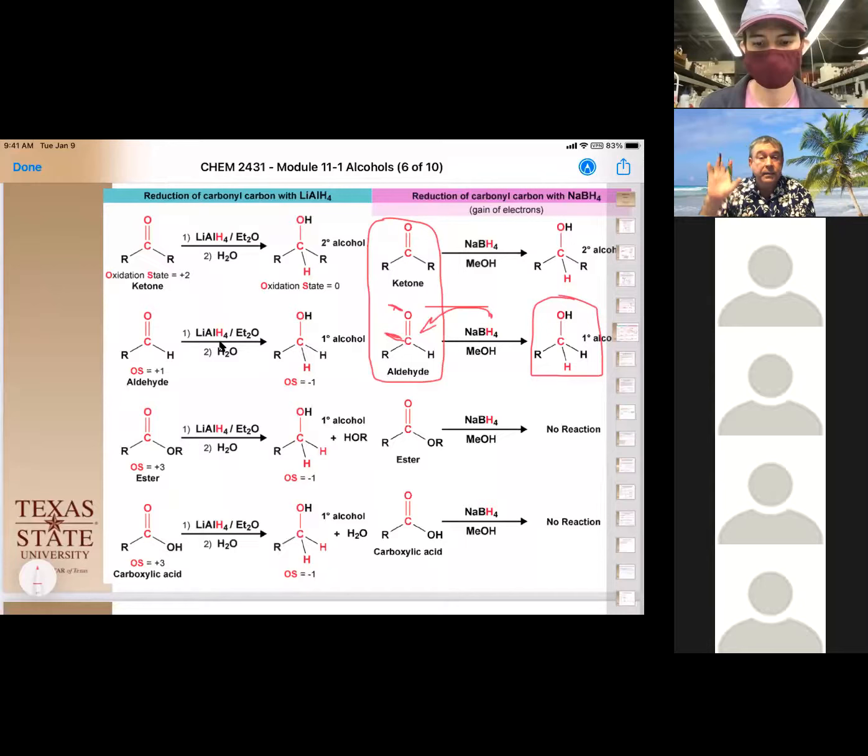Okay, so that's different than attacking with the Grignard reagent. If we had a ketone and we attacked it with a Grignard reagent, we get a tertiary alcohol. So we have a new way of making a secondary and a primary alcohol. But notice that the ester and the carboxylic acid are higher oxidation states, and they are not reduced by the sodium borohydride.